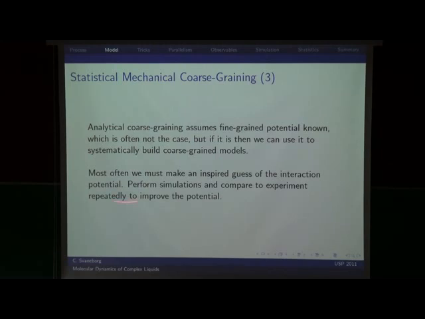But most of the time, we do not know this fine-grained potential. So we need to make an inspired guess of what the effective potential is, perform simulations, compare to experiments, and go back if we get the wrong result. So this is trial and error. In most cases, it's trial and error.